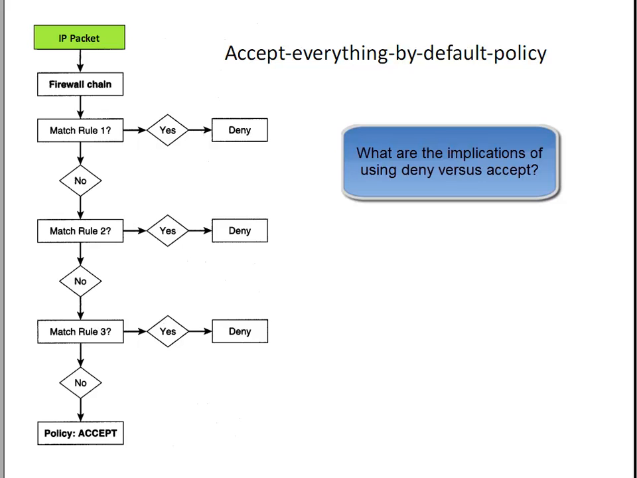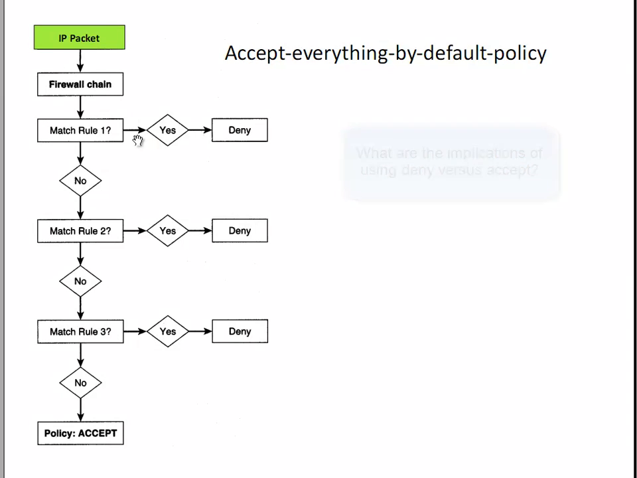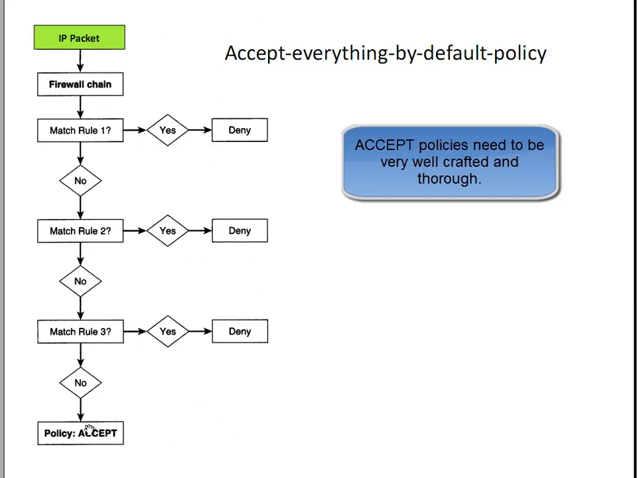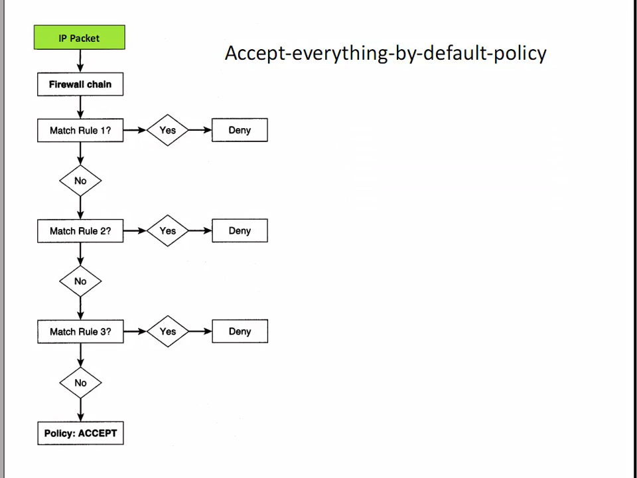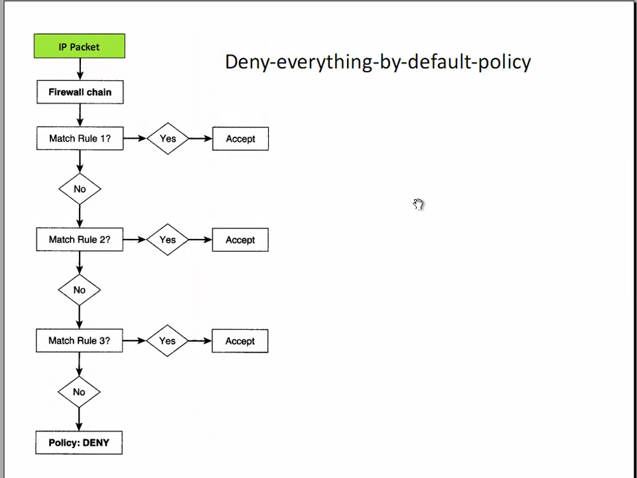Now, what are the potential problems with each of these types of policy? Well, with the accept everything by default policy, if we happen to miss a critical firewall rule that we should have added in here, then a malicious packet would be able to traverse the firewall chain and be accepted into the network. So we have to make very sure that we have every single rule that we need to have in order to allow only non-malicious packets into the network.